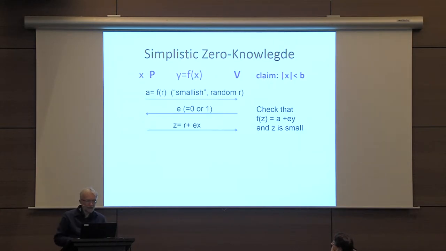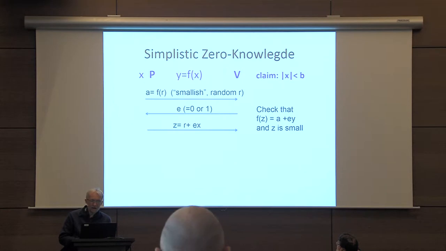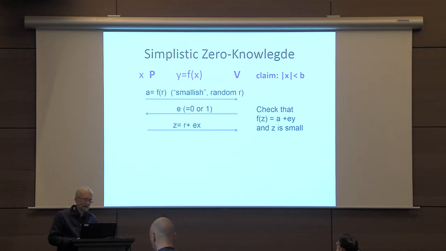So here's a very simplistic approach. We have the prover on top there who knows x. Both parties know y, which is f of x. And the prover claims that x numerically is smaller than this fixed bound b. What you do is that the prover chooses, let's say, a smallish random r, applies f, gets a, and sends this over. The verifier challenges with a 0 or 1 value e, and the prover must now return z, which is r plus e times x, so r plus x, or just r itself.